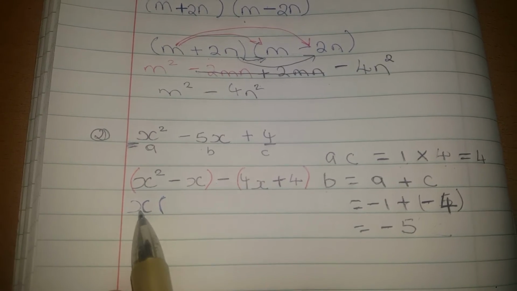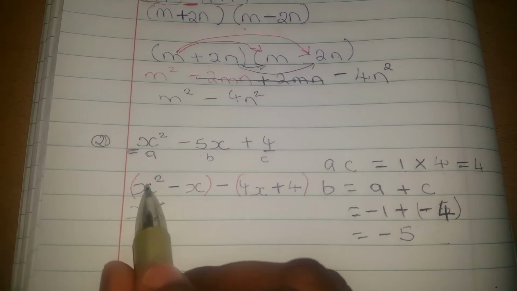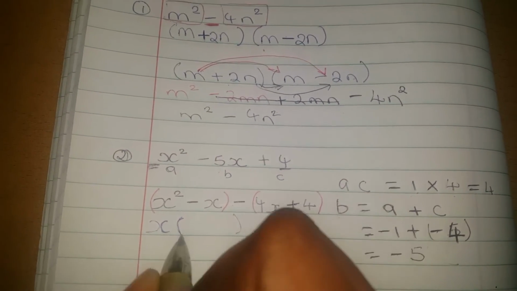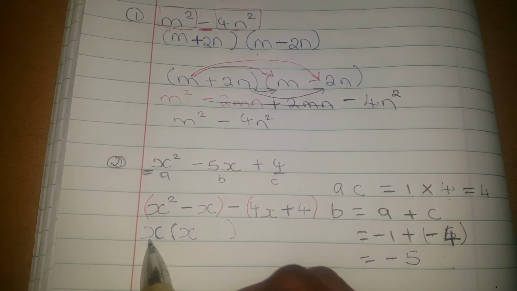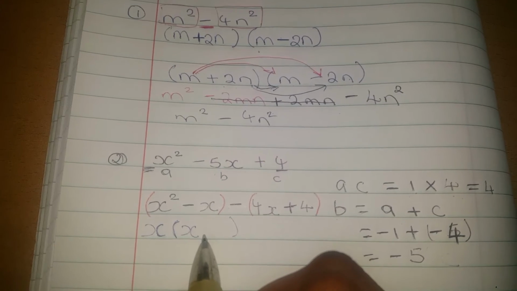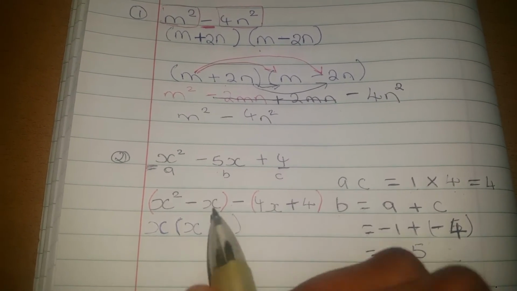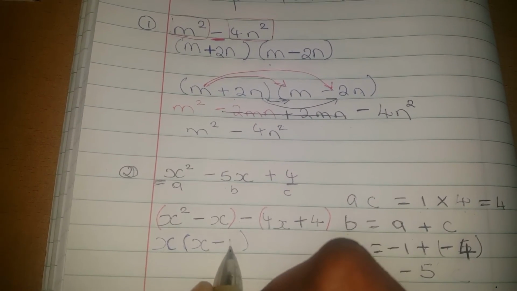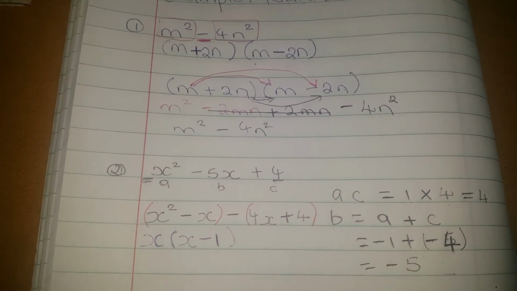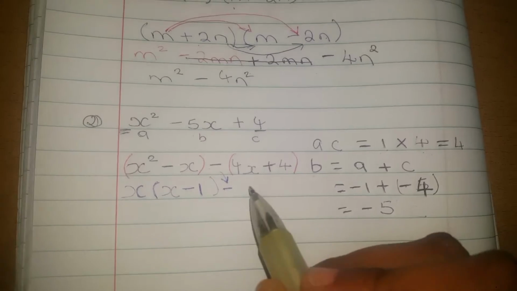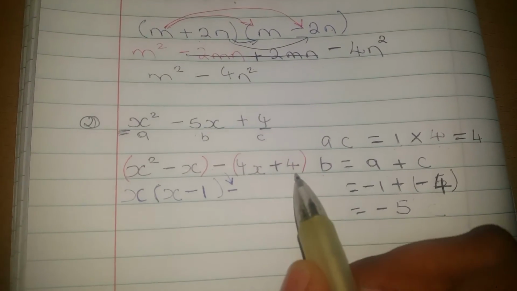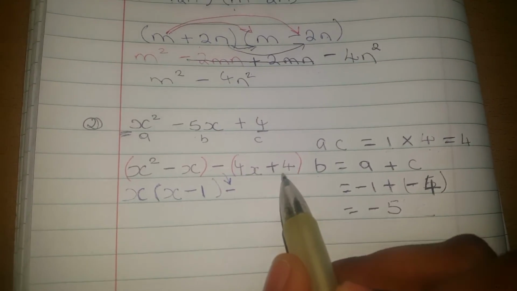What can I multiply to x to get x squared? Right, another x. What can I multiply to x to get -x? Right, -1. So we put back our negative sign that was above here, and then we're going to focus on this bracket. So we have 4x plus 4.